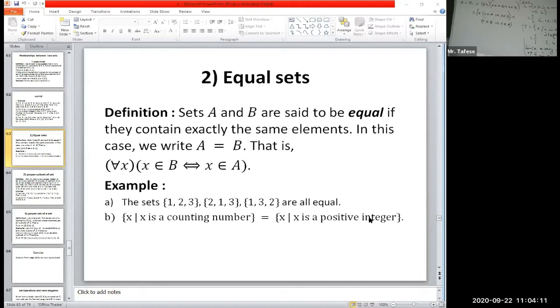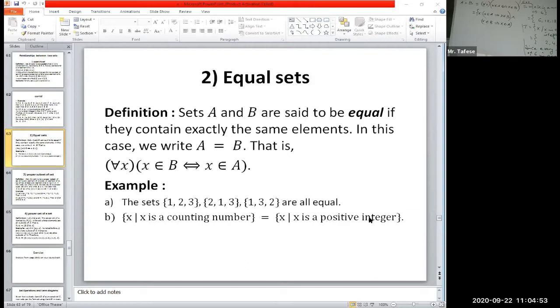So you can see from the example, a set containing 1, 2, 3, a set containing 2, 1, 3, and a set containing 1, 3, 2 are all equal sets. The reason is very clear. The three sets consist of an equal number of elements. All three sets have three elements. And the three sets have the same kind of elements. One is found in all three sets. Two is yet again found in the three sets. The same is true for the number three. So we can say the three sets given there are equal.